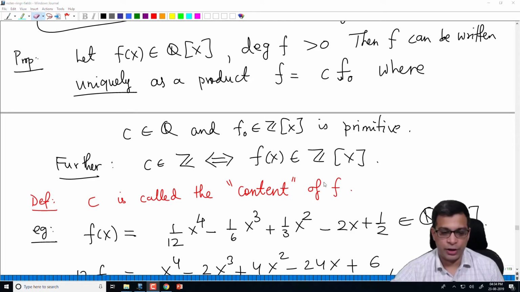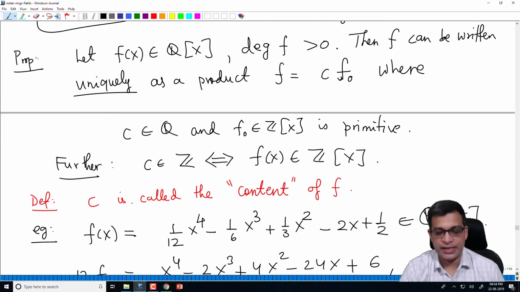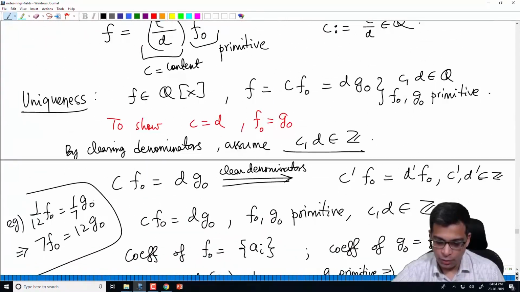So let me start today's video by recalling the proposition we proved at the end of the last video. We showed that any rational polynomial which has positive degree can be written uniquely as a product of a rational number and a primitive polynomial. c is a rational number, f0 is a primitive integer polynomial. Remember, primitive by definition means it's an integer polynomial, and this expression is unique, and c is then called the content of f.